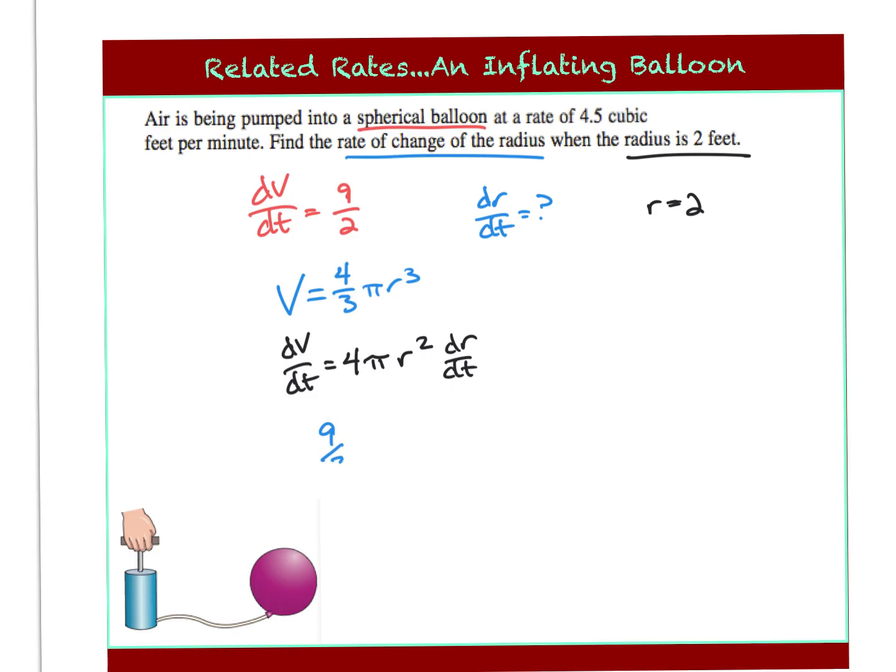9/2. So now I'm going to just substitute in 9/2. And then I have a 4 pi. And what's my r? 2. So now I have a 2 squared dr dt. All right, so now we just do a little bit of math. 2 squared is 4. 4 times 4 is 16. So I got 16 pi over here. What do I want to do with it? Divide it. I want to divide it. And so now my dr dt would equal 9 over 32 pi.